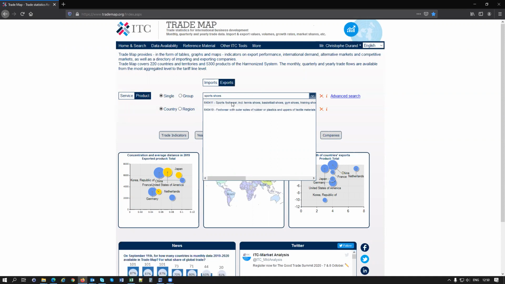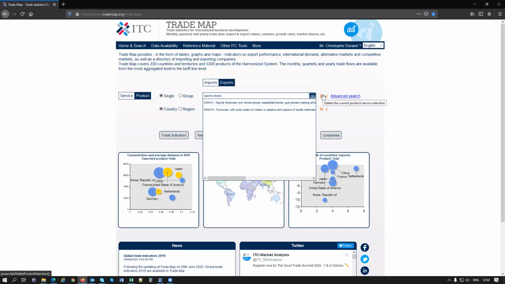I have sports footwear. So you do understand that actually in the customs nomenclature, they don't say shoes, they say footwear. So that's one thing. And just because by chance I have tennis shoes here in the description, then I get a match. But I'm not quite sure that this is the exhaustive list.